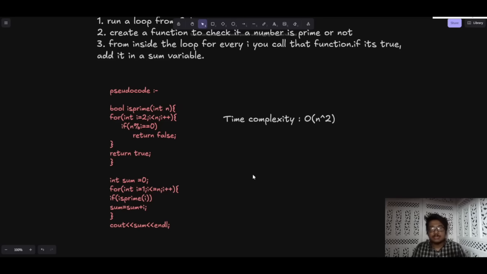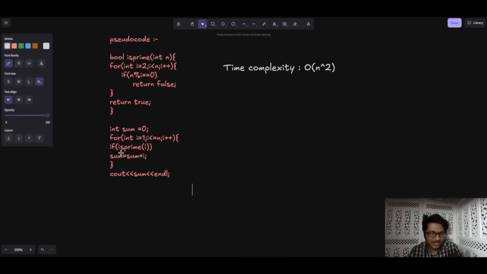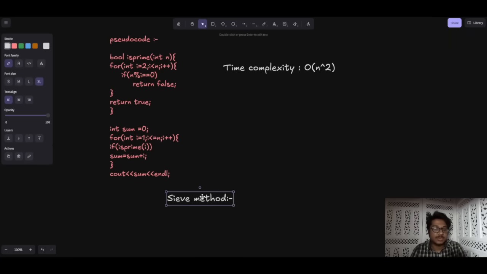Great. So now I will discuss a bit more optimal approach of this. I mean an optimal version of this, which is very common though. You must have heard, it is the sieve method of doing it. We also call it the sieve of Eratosthenes, right? So that is a very efficient way of finding out the prime numbers.